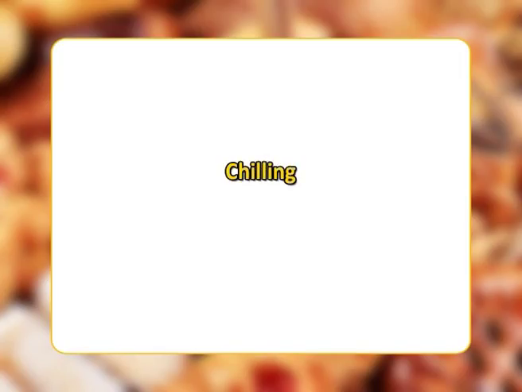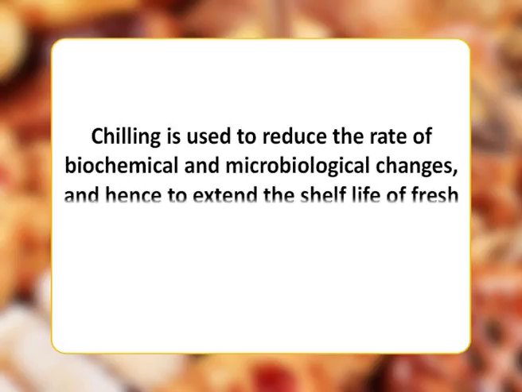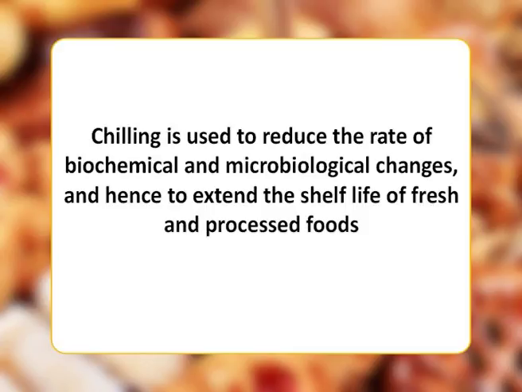Next, chilling. Chilling is the unit operation in which the temperature of a food is reduced to between -1 degree centigrade and up to 8 degrees centigrade. It is used to reduce the rate of biochemical and microbiological changes and hence to extend the shelf life of fresh and processed foods. It causes minimal change to sensory characteristics and nutritional properties of foods, and as a result, chilled foods are perceived by consumers as being convenient, easy to prepare, high quality and healthy, as in natural and fresh.